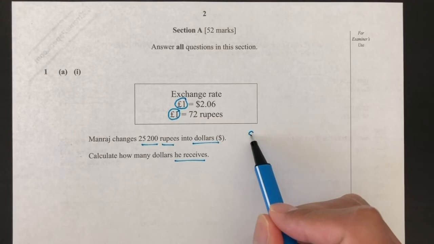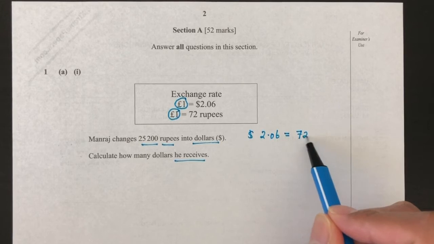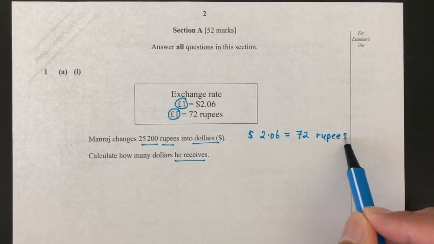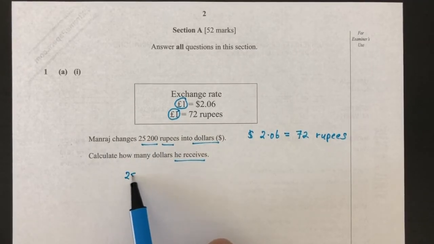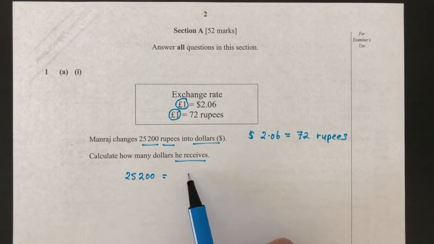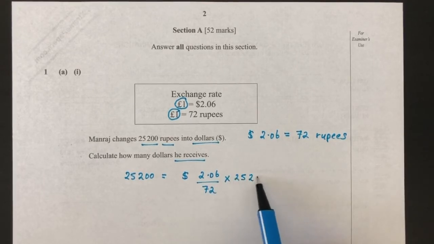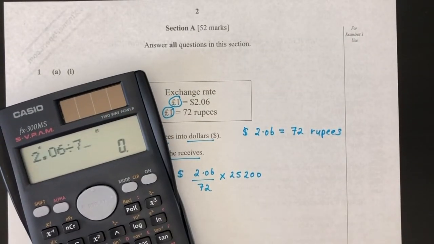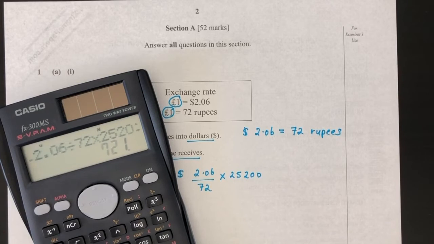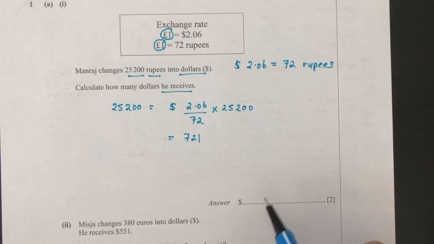You will have $2.06 equal to 72 rupees. That will be the exchange rate from rupees to dollars. So he changes this much. So that will be 25,200 is equal to, in dollars, 2.06 divided by 72 times 25,200. So let's find out the answer. 2.06 divided by 72 times 25,200, that will be 721. That will be your answer for part 1-1.